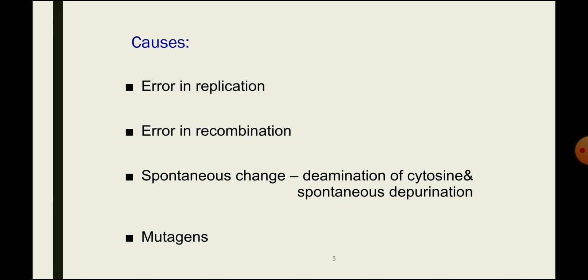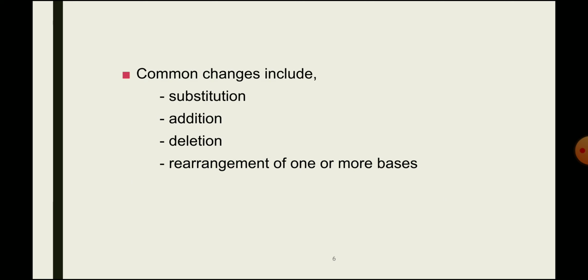So what are the causes? Errors in replication, errors in recombination, spontaneous changes like deamination of cytosine and spontaneous depurination, and also some mutagens can cause mutation. Common changes that occur in mutation are substitution, addition, deletion, and rearrangement of one or more bases.